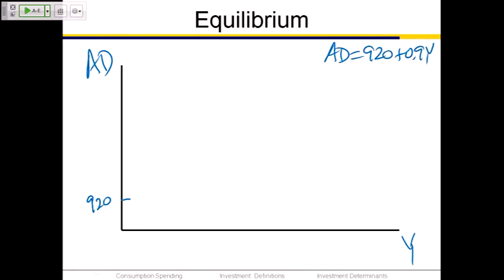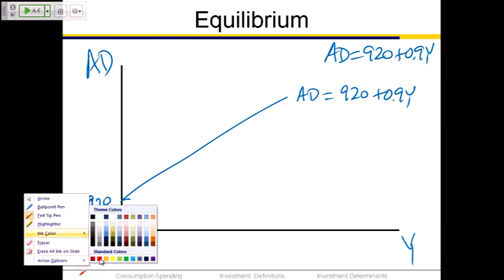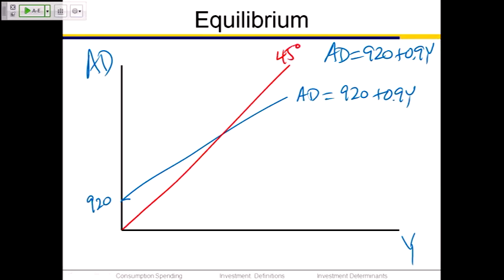We're going to find 920 here on the vertical axis, and we're going to draw a line that has a slope of 0.9y. To find equilibrium, we need to find the one and only point on that line that's the same distance from both axes, because that's the point where output equals aggregate demand. The quick way of doing that graphically is to put a 45-degree line on the graph. That's a line with a slope of 1. Every point on that line is a possible equilibrium point.